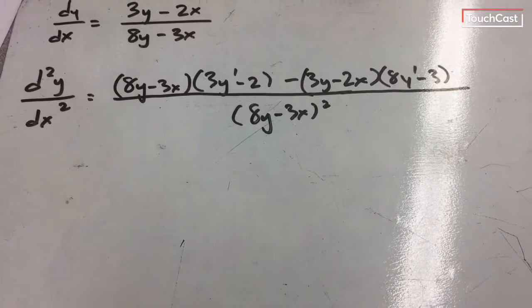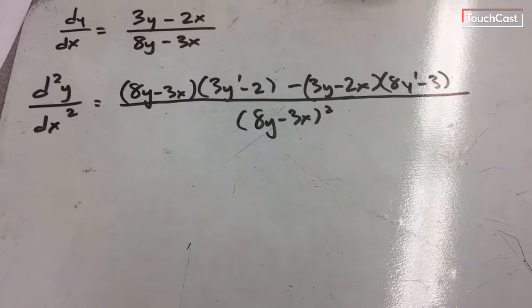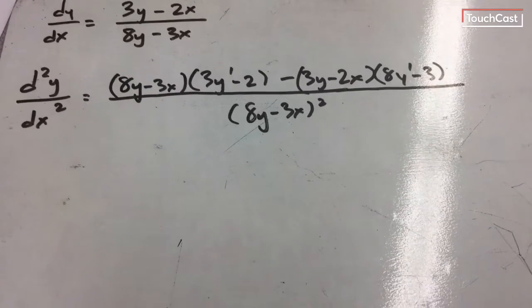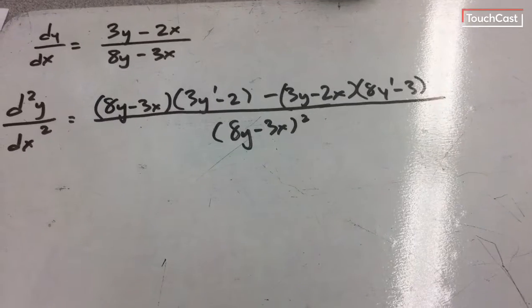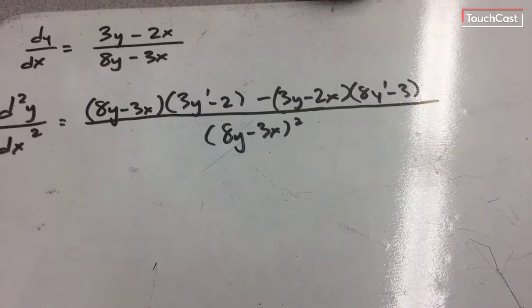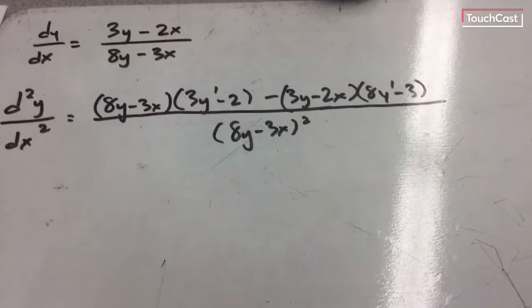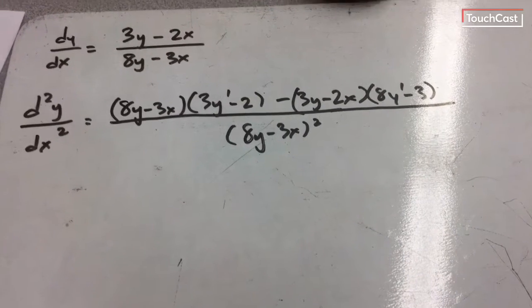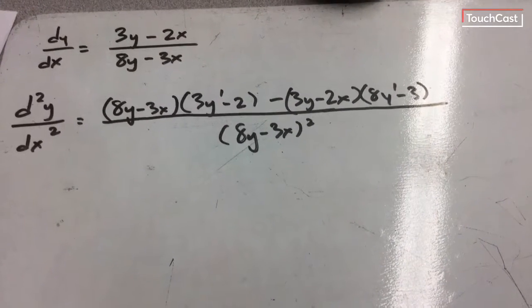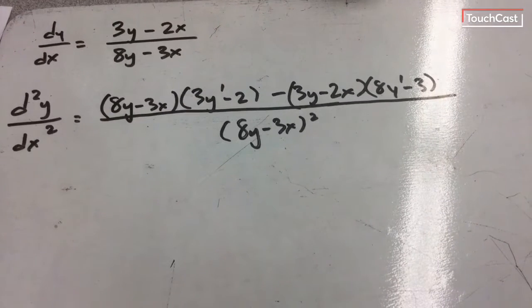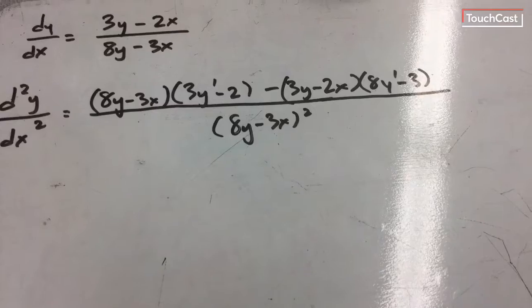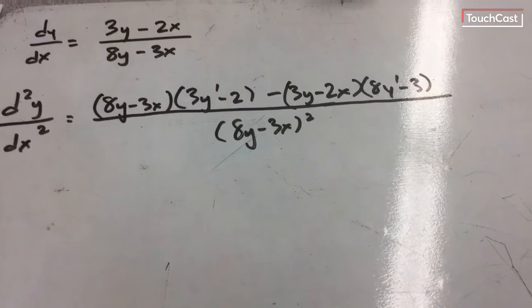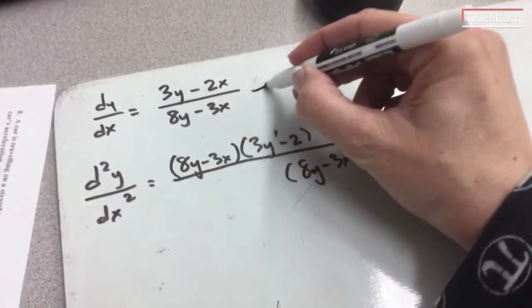My next step is going to be to evaluate that second derivative at the place where x is 3 and y is 2. Just notice that before I do that, I see 2 places in my second derivative where I have the expression y prime. Y prime is another name for dy/dx. And if I'm going to evaluate everything else at (3, 2), I'm going to need to evaluate y prime also at (3, 2). So I'm just going to make a little note up here.